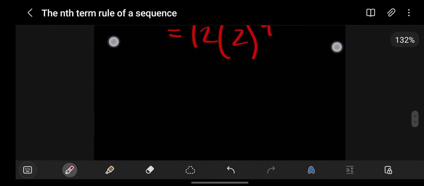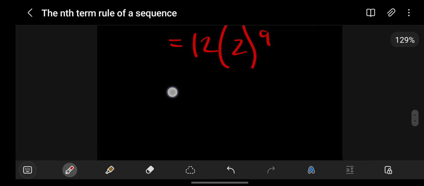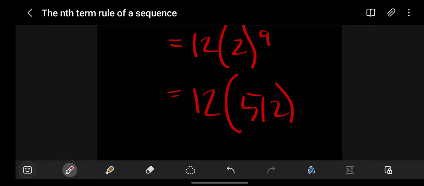So again, in PEMDAS rule, we have to do first the E before the M. So exponent first before the MD. MD means multiplication and division, right? So we will do first exponent. So 12, what is 2 raised to the power of 9? So the answer to that is 512 if it's not a mistake. So remember how to do the exponent, 2 raised to the power of 9.